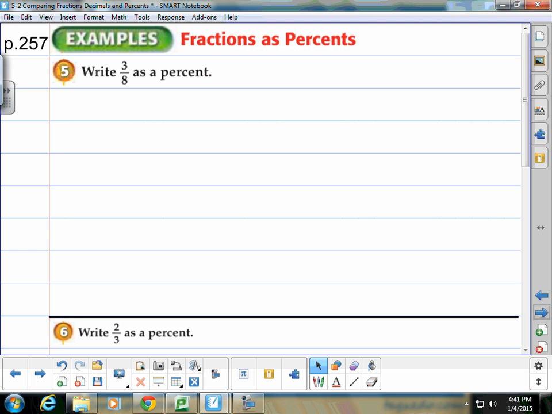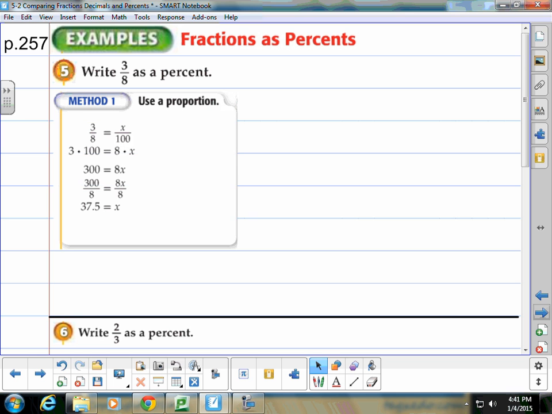Fractions as percents, there's a couple of things we need to keep track of. And remember here, there's two methods we can use, and this is shown on page 257. There's one method, which is to use a proportion, which we learned about in chapter 4. We know that a fraction is a part of a whole, and we know that percents are a certain amount out of 100, per 100.